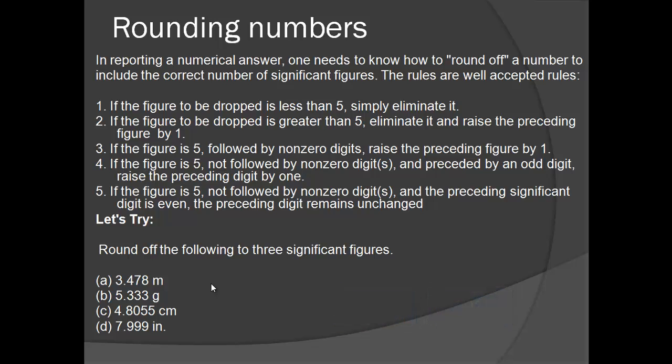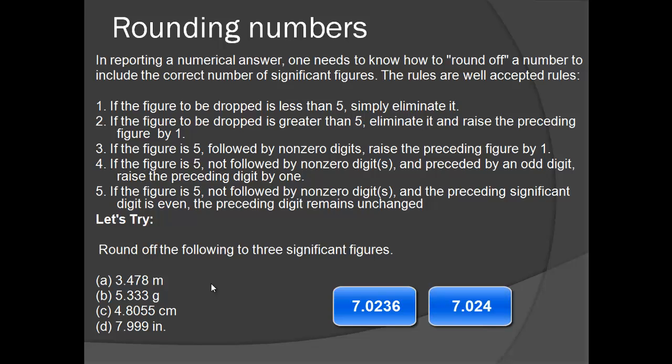Pretty easy. Number 2, if the figure to be dropped is greater than 5, then you eliminate it and raise the preceding figure by 1. That's pretty simple too. I'm sure you've seen this. So let's say my number is 7.0236. And I want you to round it off to 4 SigFigs. Well, I see that the 4th SigFig is that 3, but the 6 is right after it. So I have to raise the 3 to a 4 because that 6 is higher than 5. So my final answer would be 7.024.